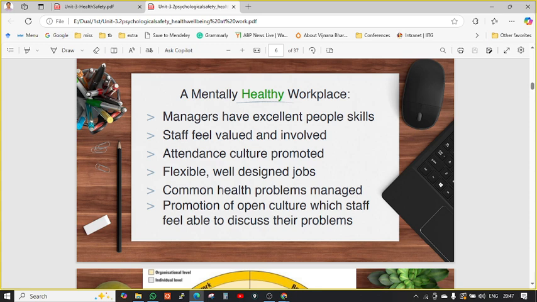Staff feel valued and involved. If in your department you are working, or if you are studying, and someone is neglected and someone else is highly valued, then the neglected person will get bored or not show interest in doing that work. So all staff, all people being equally valued is very necessary for a healthy workplace.